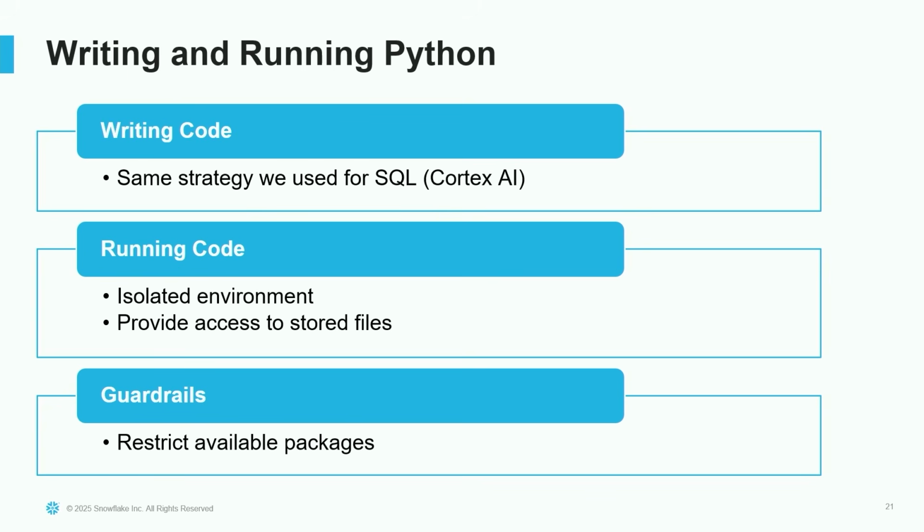The other thing we need to do is we need to have an isolated environment for running the code. We don't want user A to see the files that user B has created and vice versa. We don't want people using libraries they shouldn't have access to. And we don't want to end up in a case where one user is taking up all of our resources.